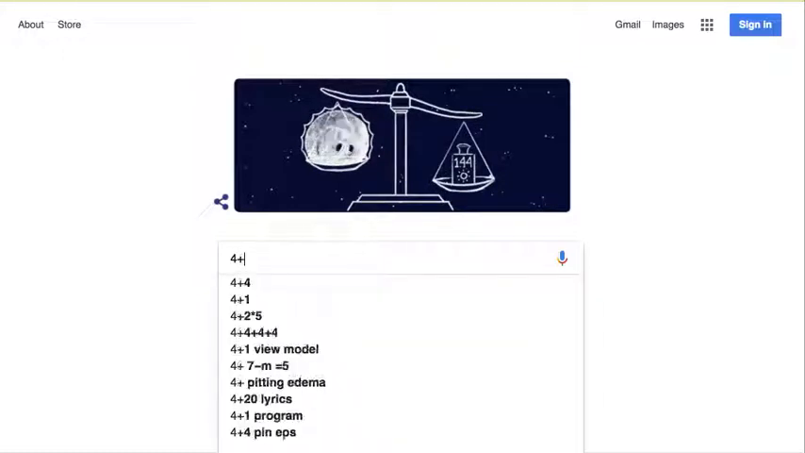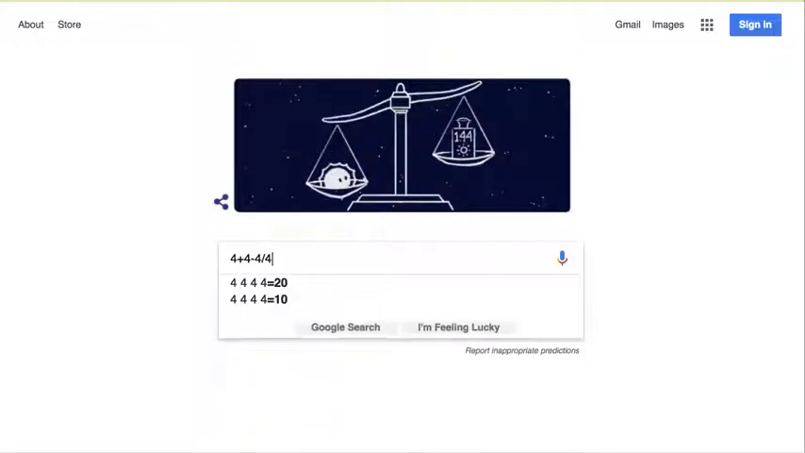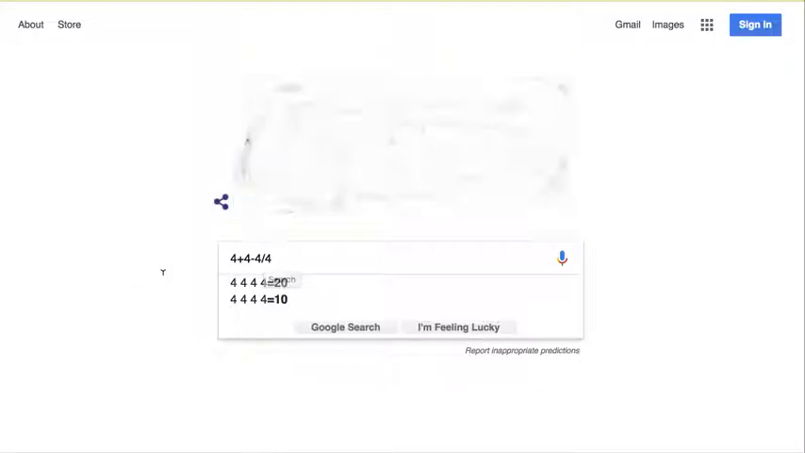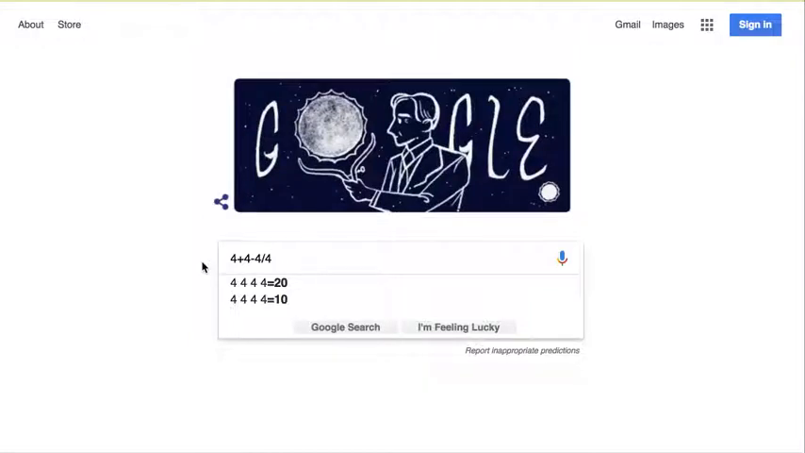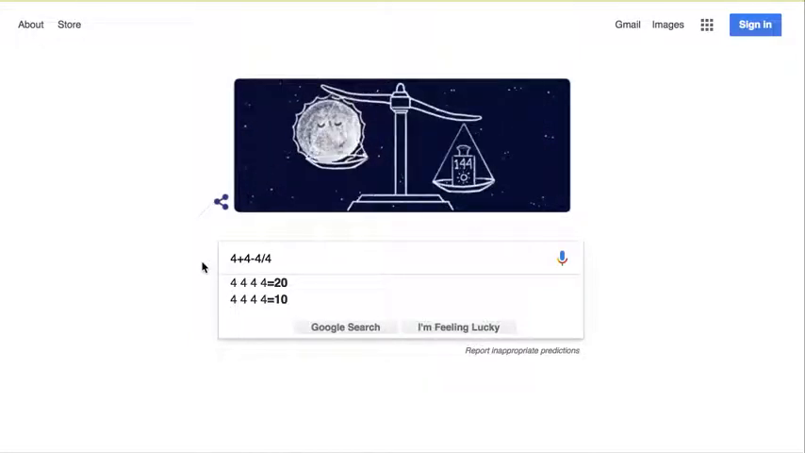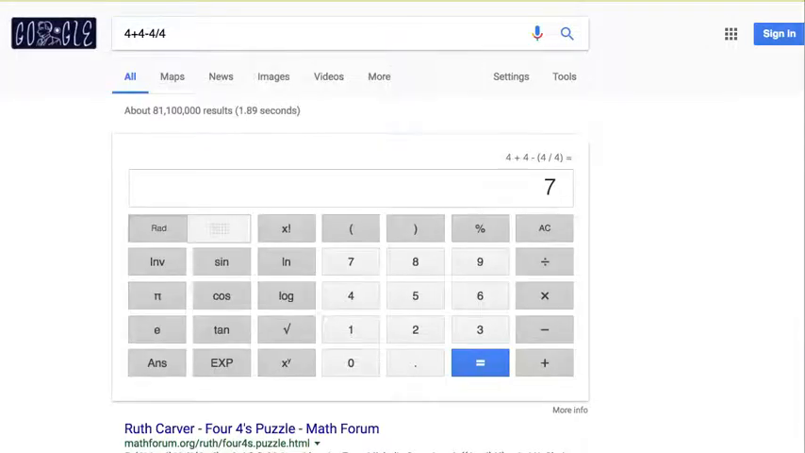So in the Google search bar, I'm going to do that thing that we did before, which was 4 plus 4 minus 4 divided by 4. And by the way, I use the slash for divide. That is a common calculator notation for divide. It gives two answers there which don't make any sense. But if I hit enter, I want you to notice a calculator pops up and Google spits out the answer of 7.